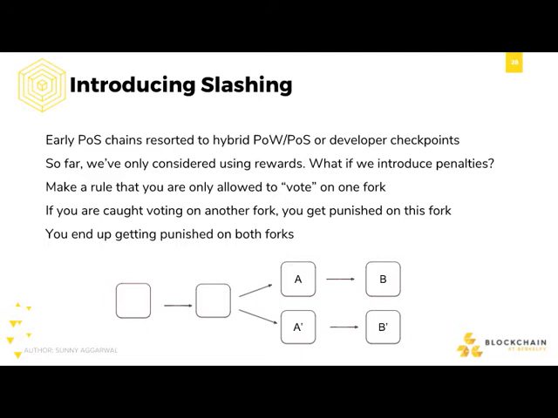To solve this nothing at stake problem, we introduced this concept of slashing, basically penalizing people who vote on multiple forks. Early proof of stake chains, such as Peercoin, resorted to hybrid proof of work and proof of stake, or developer checkpoints. So far, we've only considered using block rewards to reward miners. Now we introduce penalties and make a rule that you're only allowed to vote on one fork, and if you're caught voting on another fork, you get punished on this fork. And that means you end up getting punished on both forks.